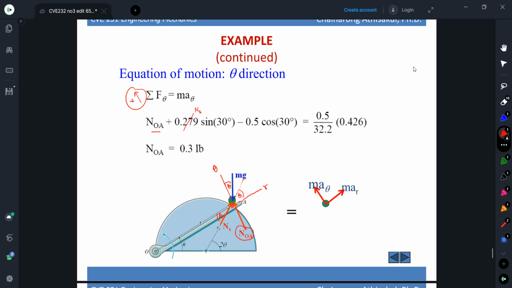We already know Ns is equal to 0.279 pounds. So we have this component, Ns sine 30 degrees, minus the weight, that is 0.5 cosine 30 degrees, which is opposite to the positive theta direction, and it is equal to mass times a theta that we already derived. This is equal to 0.426. After that, we can solve for NOA, which is equal to 0.3 pounds. That completes this problem.